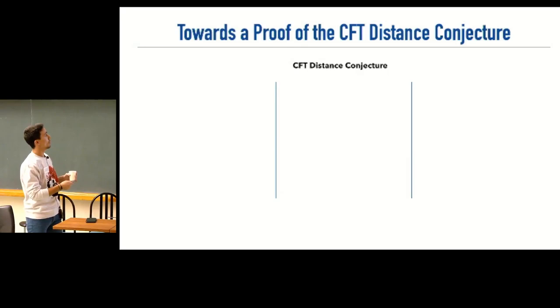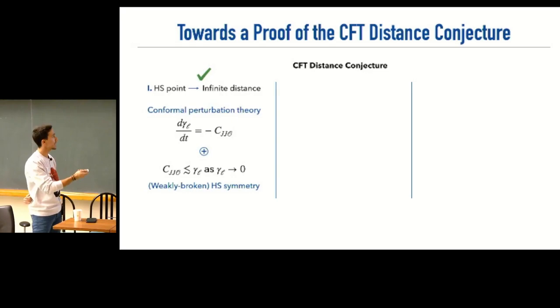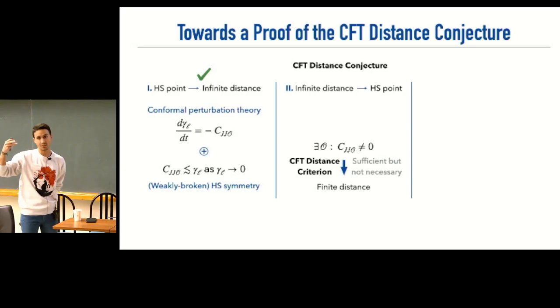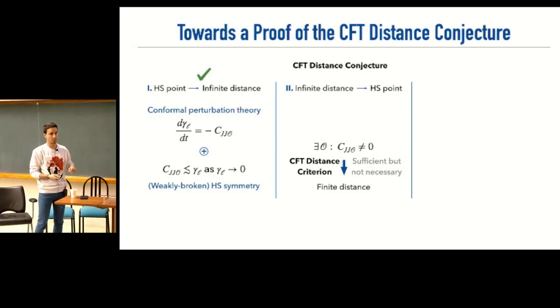To put a summary, let me give the status of the conjecture so far. As I was saying, the first part one can prove using conformal perturbation theory and higher spin symmetry. For the second one, what I can mention is this CFT distance criterion that we give. If I find that this CJJO is non-vanishing, then this is a sufficient condition, but not necessary, for the point to be at finite distance. So if you can now come to me and tell me that with no higher spin symmetry this must be true, which I don't know how to prove, then you prove the second part. But so far it's a question.